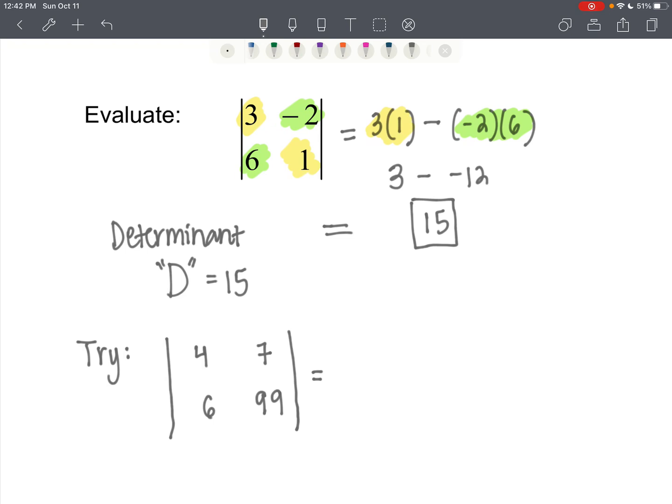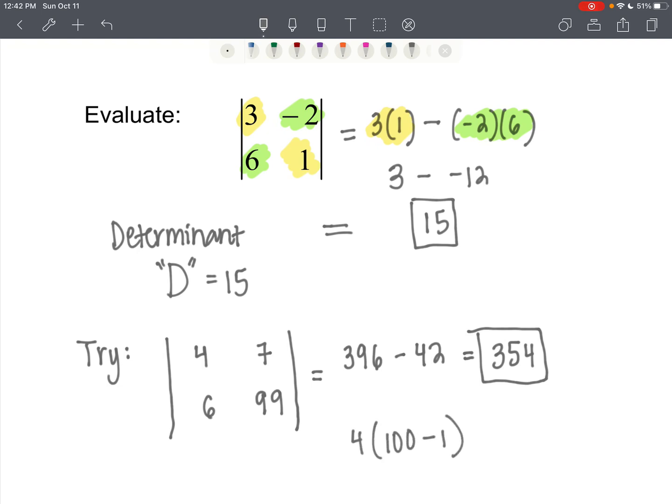So 4 times 99 is 396 minus 7 times 6 is 42, and that is equal to 354. So let me show you how I multiply 4 times 99 rather quickly. I do 4 times 100 minus 1. 100 minus 1 is the same thing as 99, but rather than say 4 times 99, I'm going to do the distributive property, 400 minus 4. And that's how I can get 396 fairly quickly.